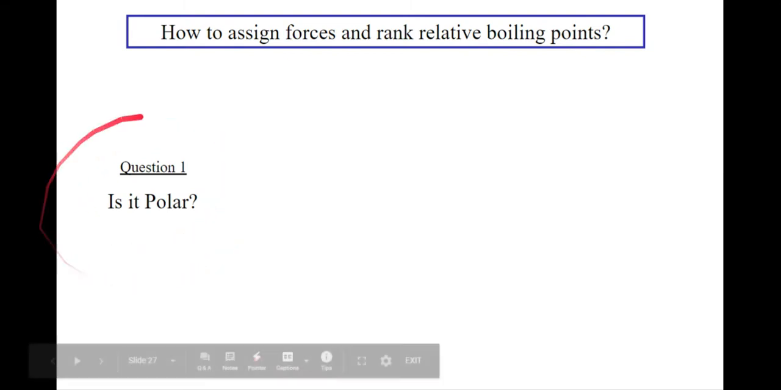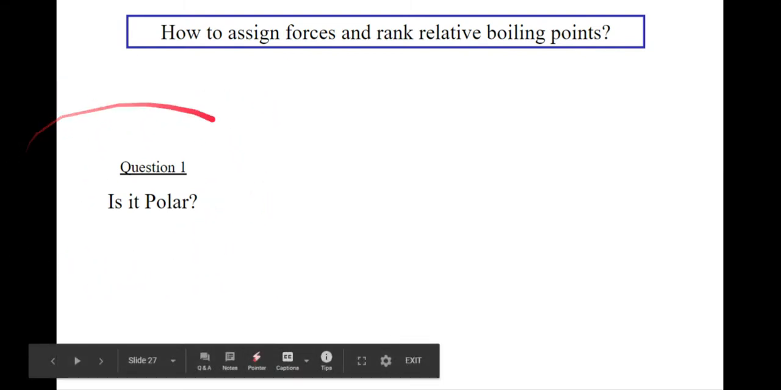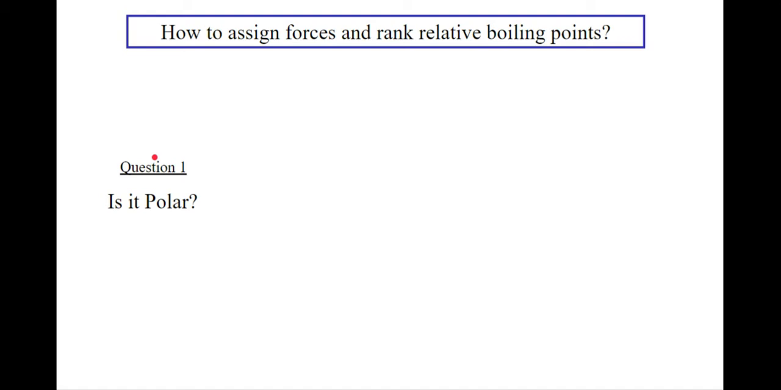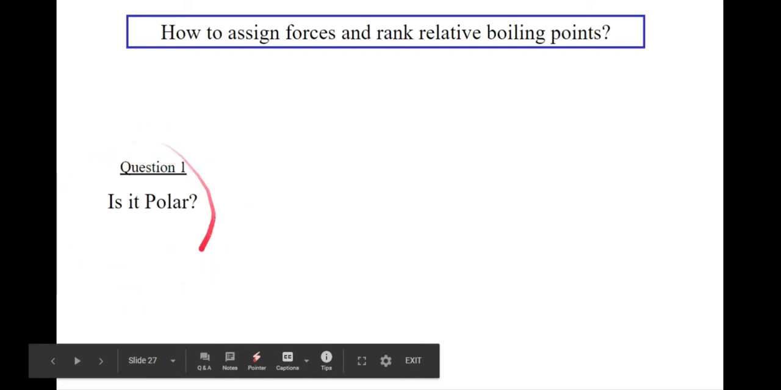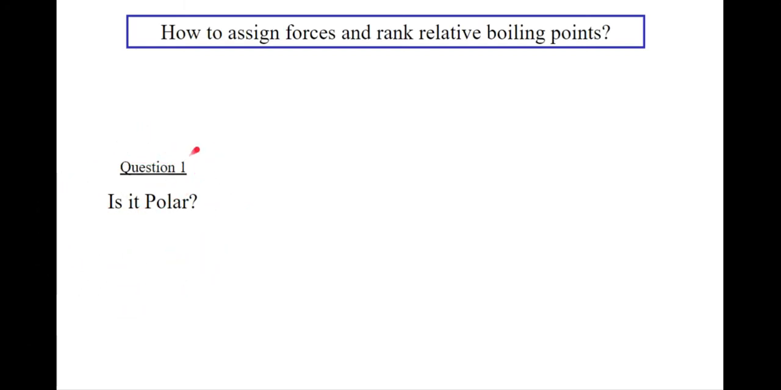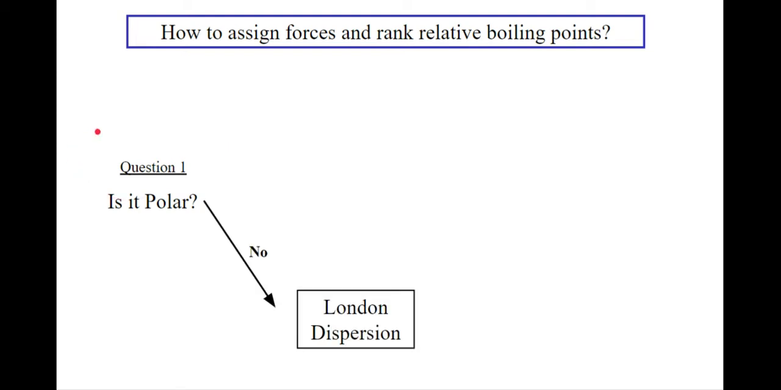So the number one question you have to ask yourself is, is it polar? That is something we talked about in the last chapter that you took a test on. You have to consider differences in electronegativity. You have to consider bond symmetry and whether dipole moments cancel out. I'll try not to be extra tricky on that, but you do need to be able to look at something and generally say, yep, that's polar, or no, it is not. If it's not polar, then the answer is pretty easy. It is a London dispersion force.